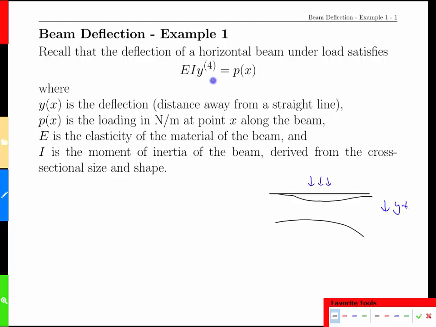In any case, we're able to predict that amount of deflection using the differential equation shown here. Y is the actual position of the beam from left to right. E and I are constants that relate back to the material itself and its shape. And P of x is the load. Where are we applying a load? What magnitude is it? The units for that are newtons per meter. So how is the load distributed along the length?